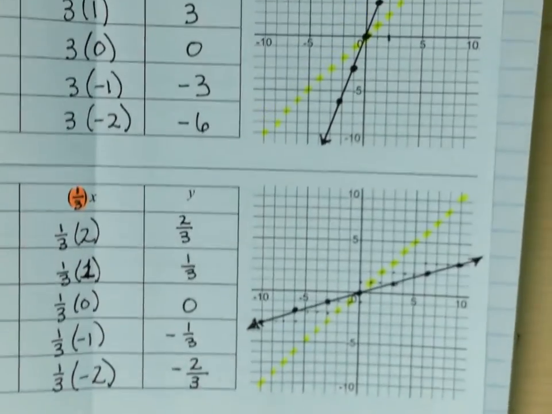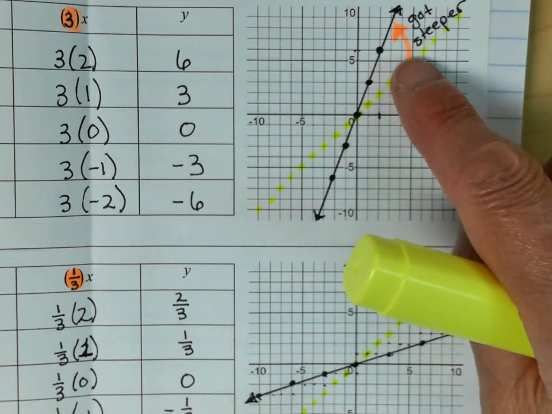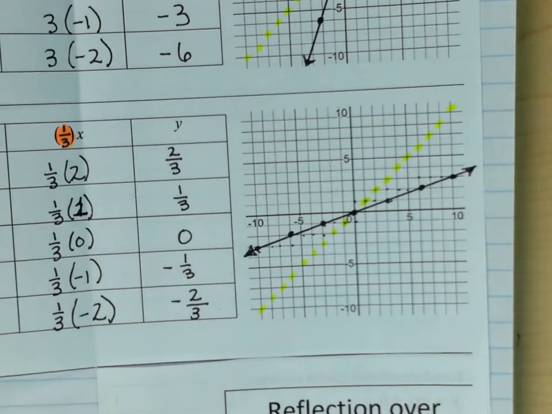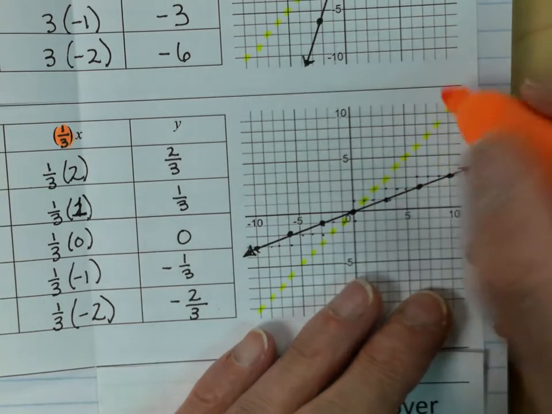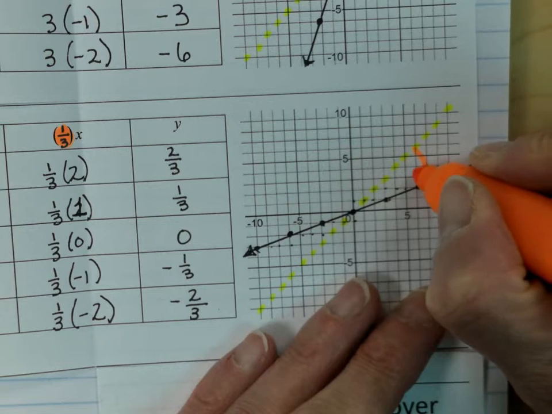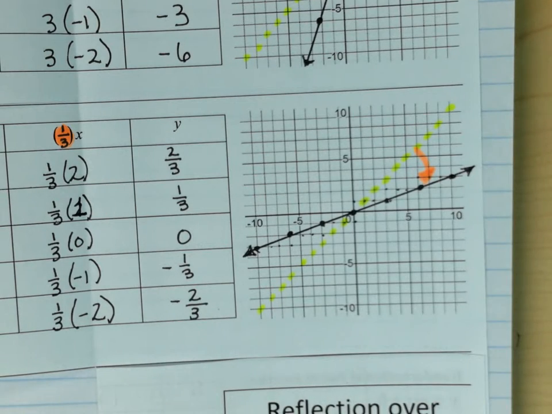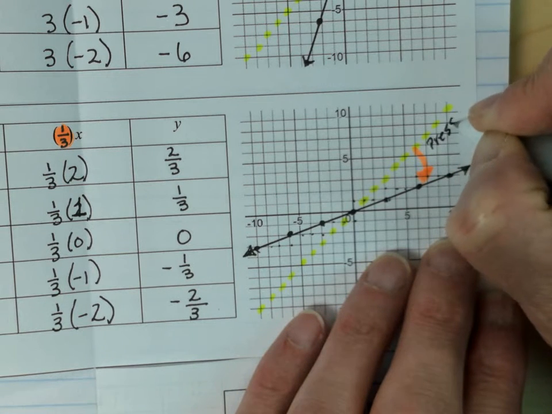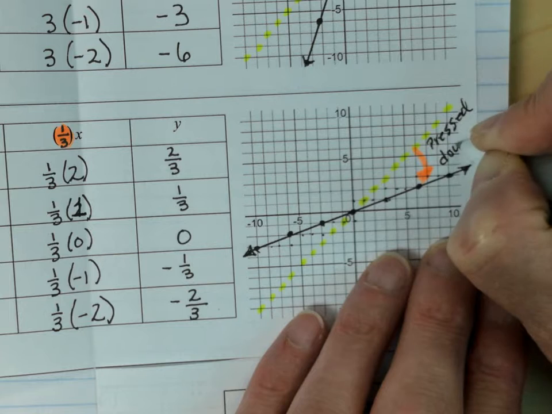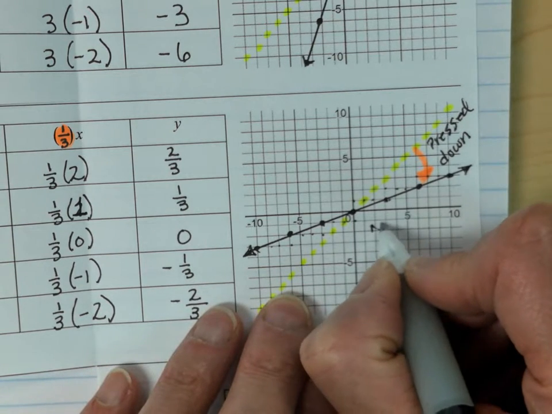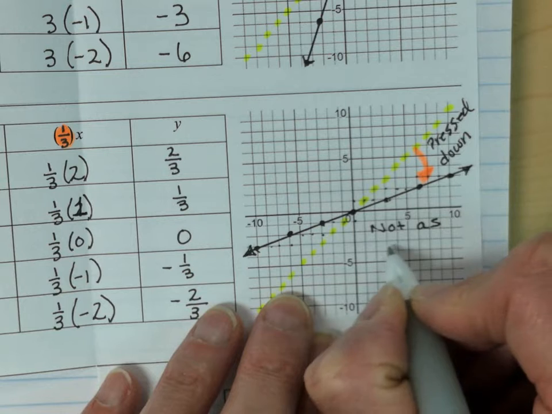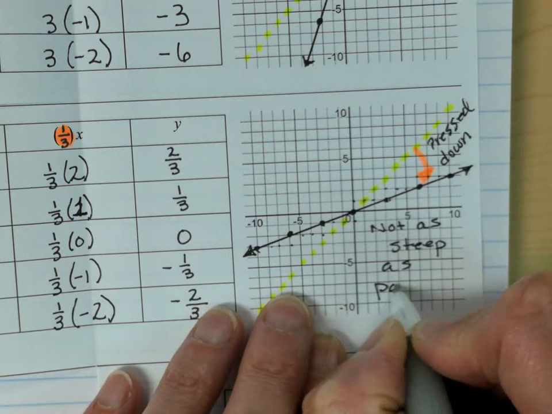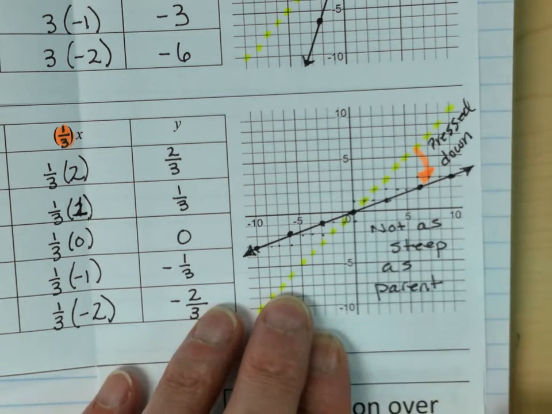So if we looked at the one above it, notice it got pulled up. It got steeper. This one here, and I want you to think of this word, this is being pressed down. Okay, so it's not as steep. So this one here was pressed down, and it's not as steep as the parent. Remember the parent is in yellow.